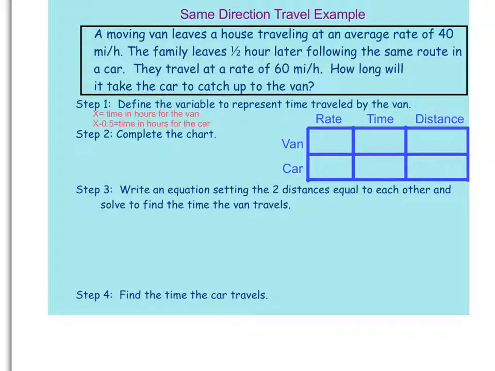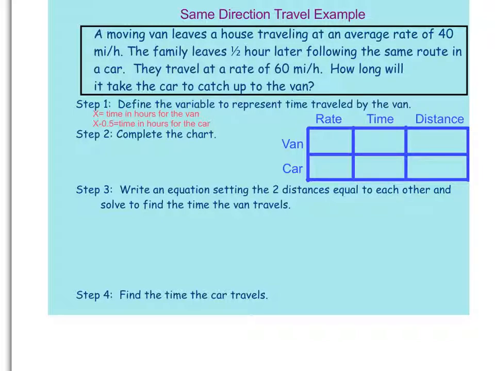Here's our same direction travel example. I kind of like to think of these problems as the catch-up problems because you have two people leaving at different times and traveling in the same direction, and one of them is catching up to the other one.